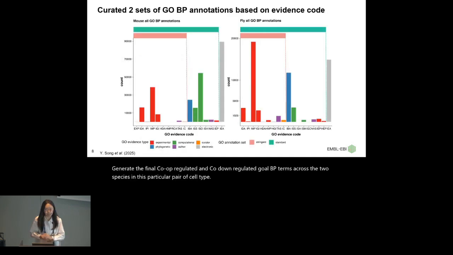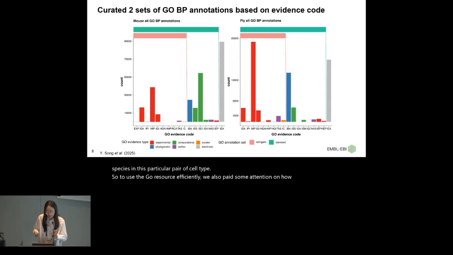To use the GO resource efficiently, we also paid some attention to how to select which GO annotations we would include in this analysis. By talking with the curators, we compiled two sets.